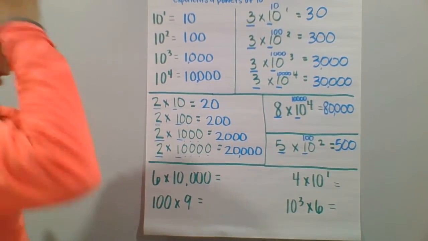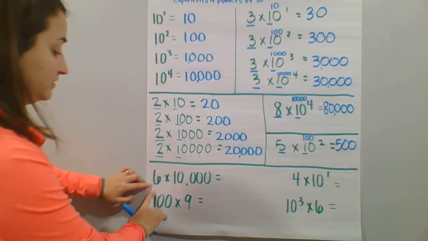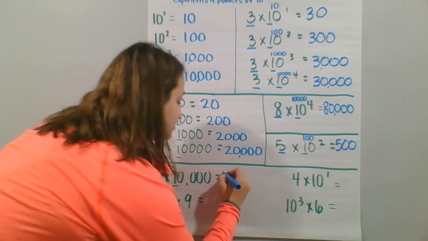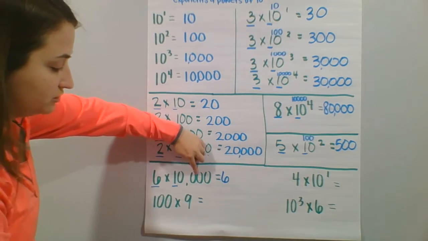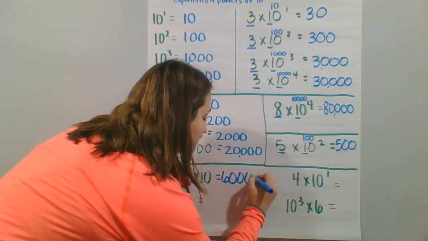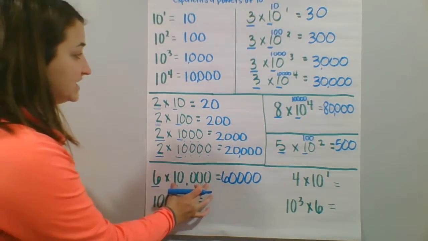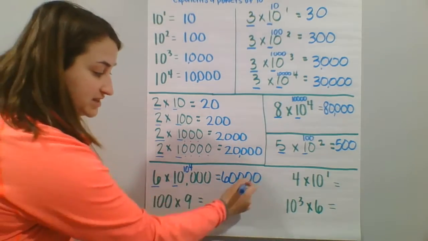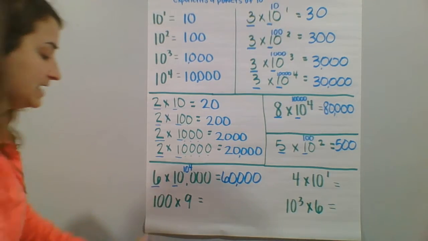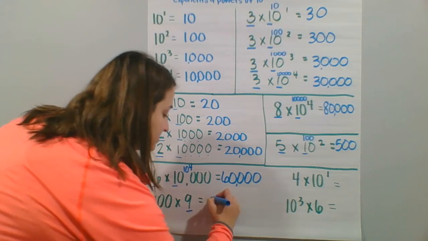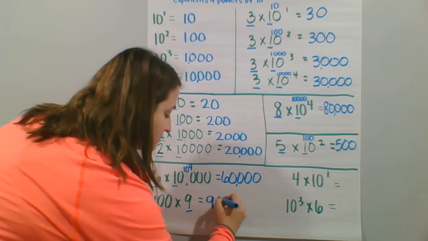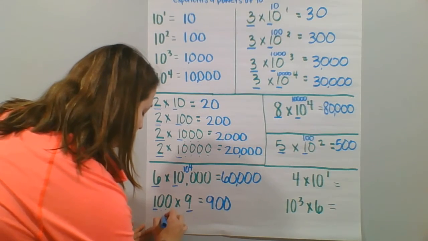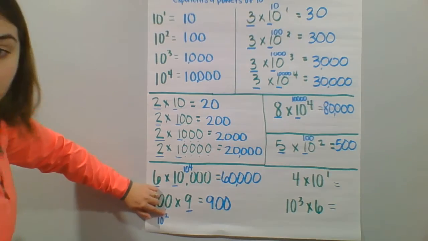All right, down at the bottom here, we have 6 times 10,000. So we're going to start with 6 times 1, which is 6. And then we have 1, 2, 3, 4 zeros. And then remember, 10,000 is the same as 10 to the 4th. So a 6 with 4 zeros. 100 times 9: we have 1 times 9, which is 9. Add your 2 zeros. We know 100 is 10 to the second. So it would be a 9 with 2 zeros.